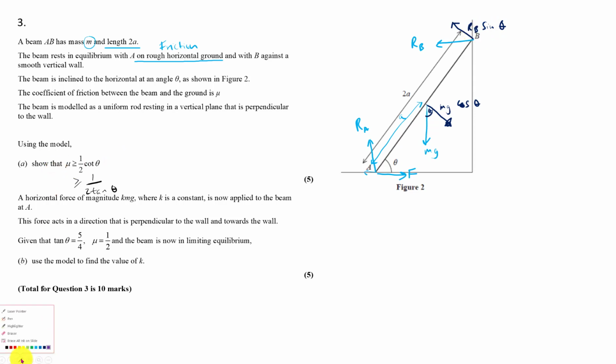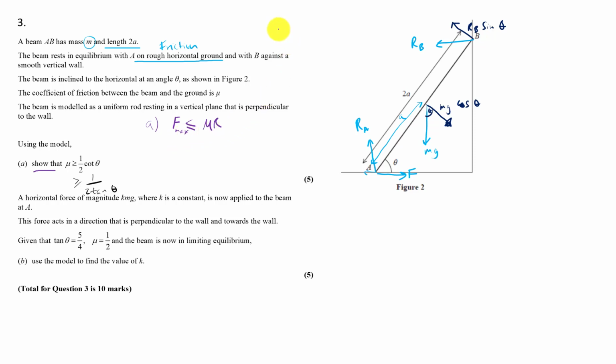Now we need to show this here. So in all of these types of questions, this is part A, we're always going to start off with F is less than or equal to mu R. Now we know mu is going to be greater than something, so it makes sense that mu R is going to be greater than what we normally call F max.